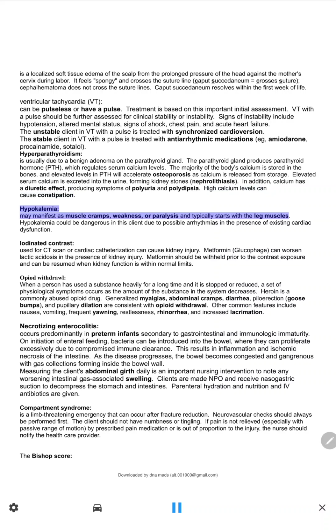Hypokalemia may manifest as muscle cramps, weakness, or paralysis and typically starts with the leg muscles. Hypokalemia could be dangerous in this client due to possible arrhythmias in the presence of existing cardiac dysfunction.